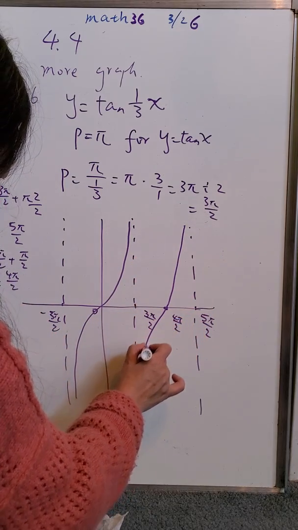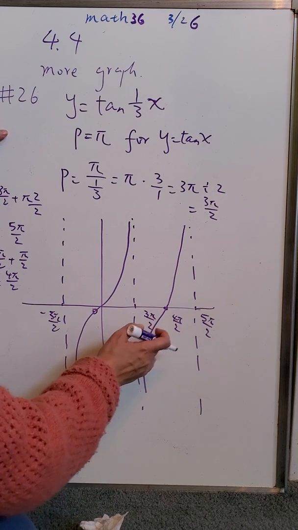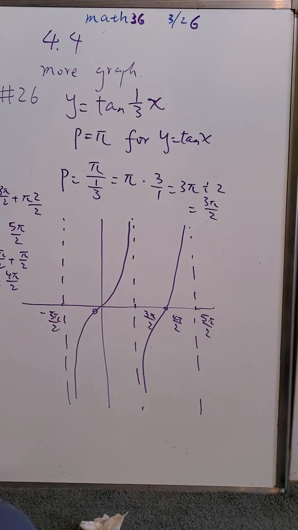So sometimes you see in the book, they give you like 2 of them. That's how they get it, okay? So that's for the tangent graph.